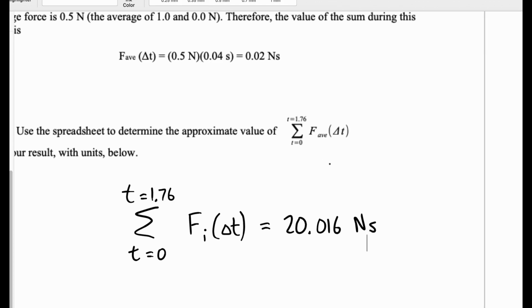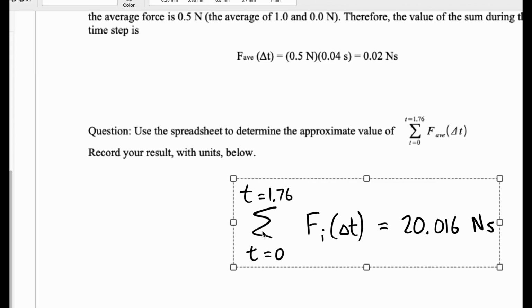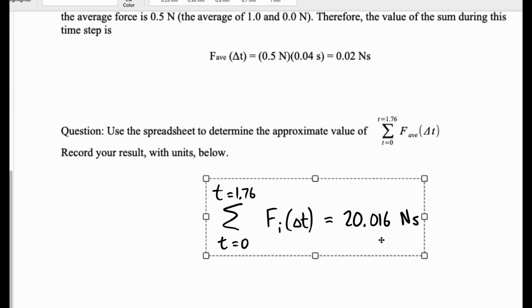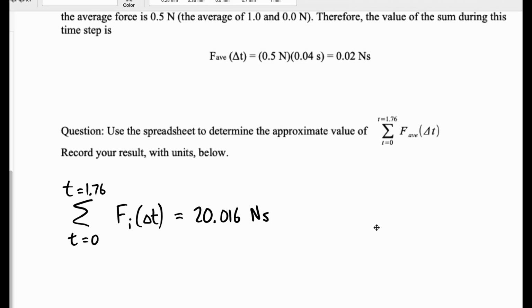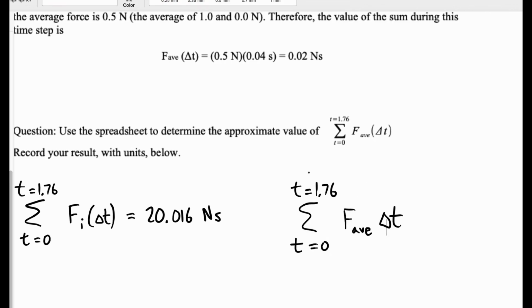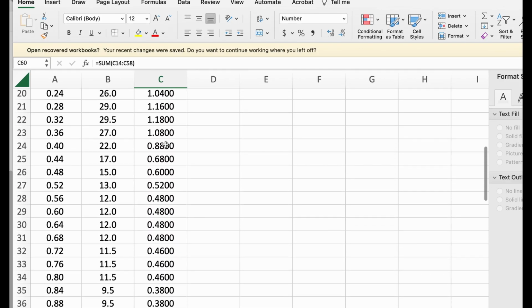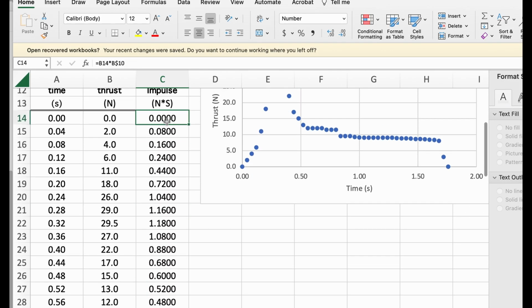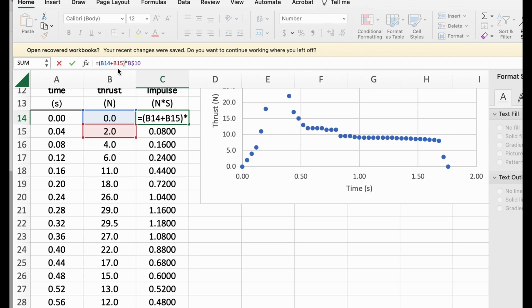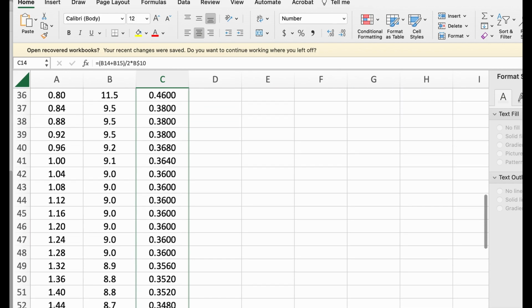Just out of curiosity, if I do switch it to what they asked for, just for completeness here, if I use what they're calling the average force for the interval, let's see what that comes out to. It would be that slightly different way of calculating where I get an average of B14 and B15. And then just drag that down. It should propagate all the way through.